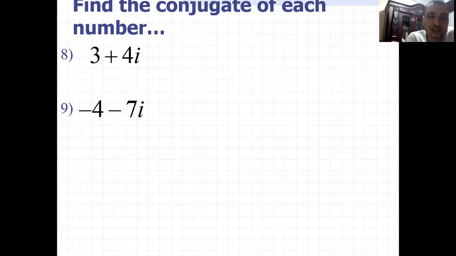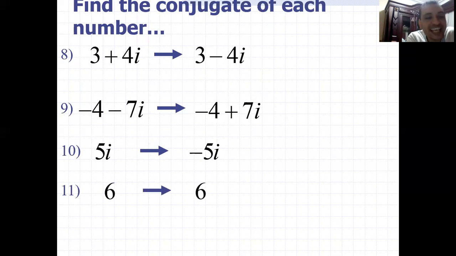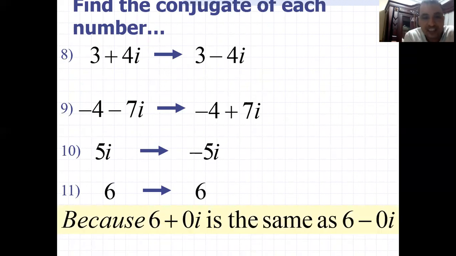So the first one, its conjugate is 3 minus 4i. Now it's negative 4 plus 7i. What about if I have only 5i? Its conjugate is negative 5i. What about if I have the number 6? It's 6 as it is. Why? Because we don't have here an imaginary number. So 6 plus 0i looks like 6 minus 0i.